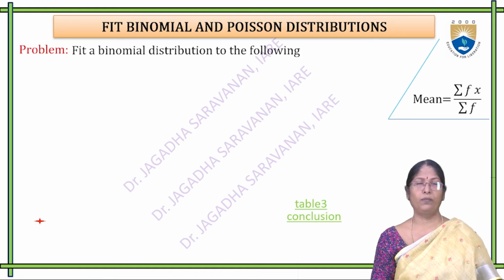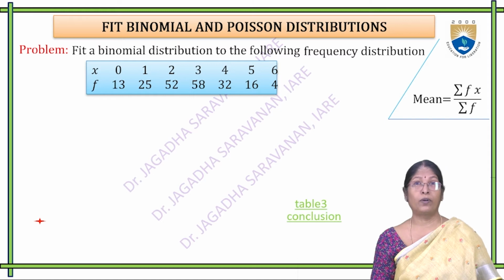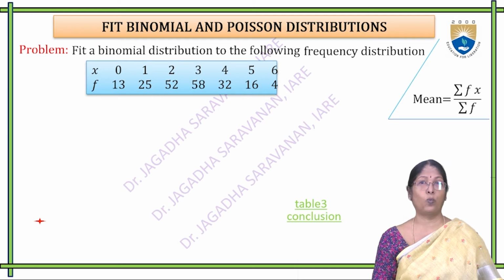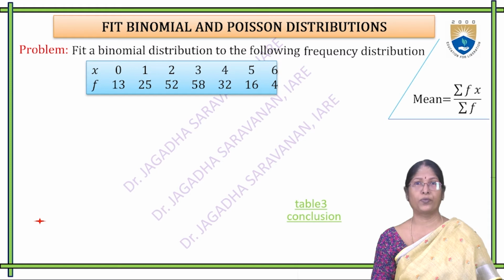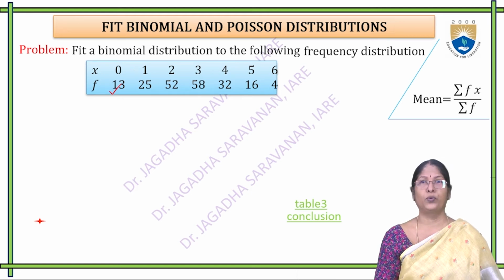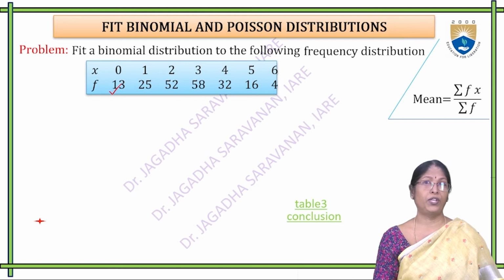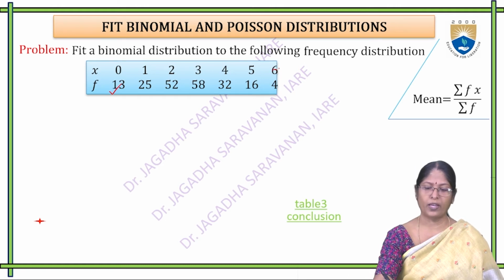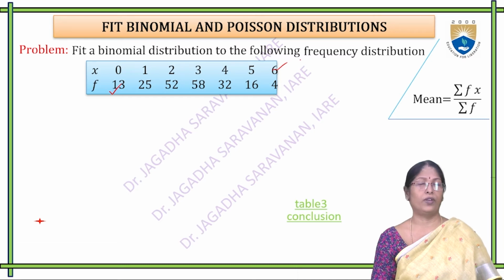Yeah, the next problem, one more problem. The third one, using the same binomial distribution, we will concentrate on. Fit a binomial distribution to the following frequency distribution. So x is given as 0, 1, 2, 3, 4, 5, 6. F, when x equals 0, is 13; 1, 25; 2, 52; 3, 58; 4, 32; 5, 16. When x equals 6, the final f is 4.